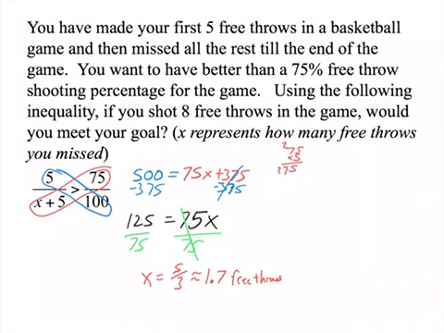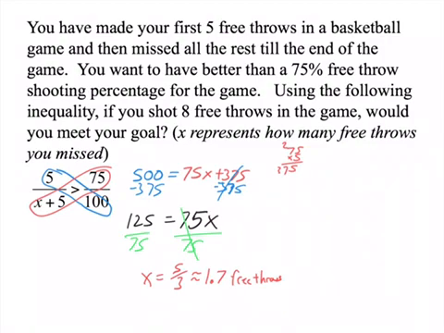So 1.73 throws, what does x stand for? X represents how many free throws you missed. So if you miss 1.7 free throws, what does that mean? Well, if you miss more than 1.7, aren't you below 75%? If you miss less than 1.7, aren't you above 75%? So isn't that the break point? That's where the inequality comes in.